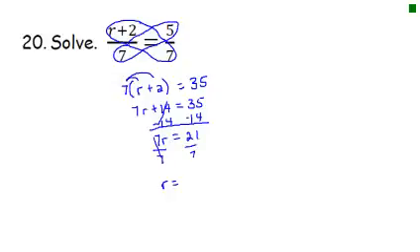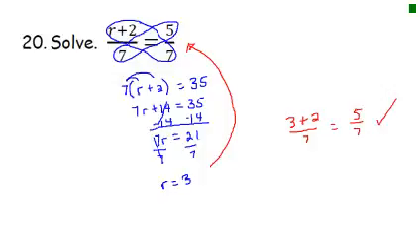And r equals 3. And notice if you were to plug in that r back into our equation here, 3 plus 2 over 7, does that equal 5/7? Yes, it does. So we know that this is the correct answer.